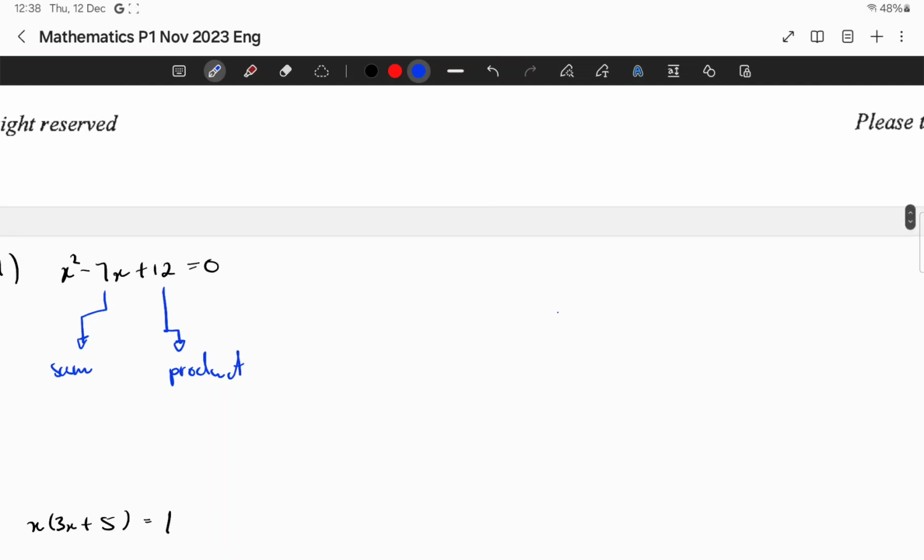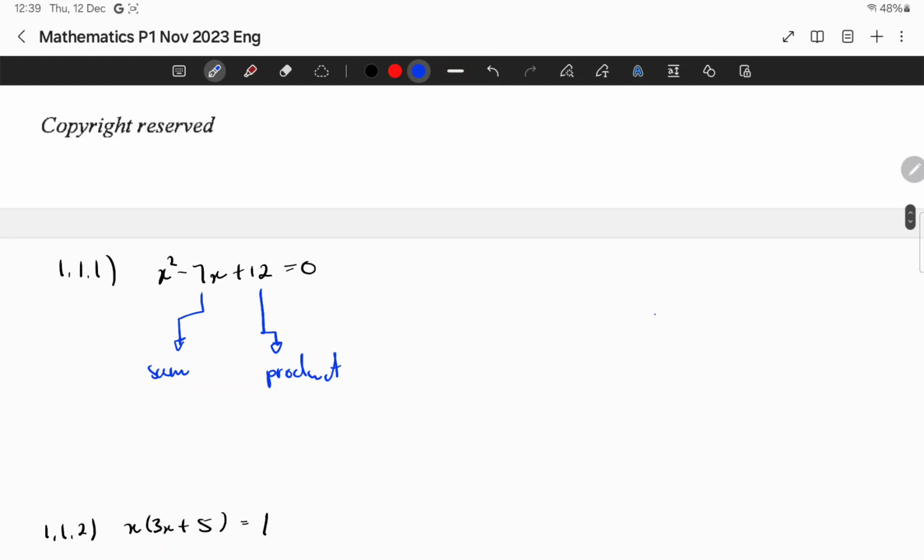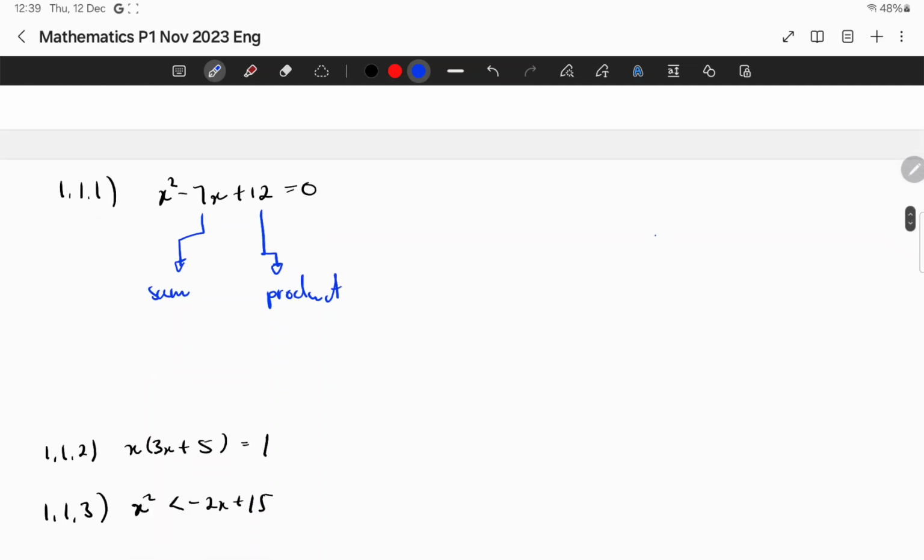You just think about the sum, my negative 7 there. What two numbers can I add to get negative 7? Of course, there's negative 6 and 1, there's negative 5 and negative 2, there's negative 3 and negative 4. When I get to negative 3 and negative 4, I remind myself that these are factors of 12, and I can see that the numbers I'm looking for are 3 and 4.